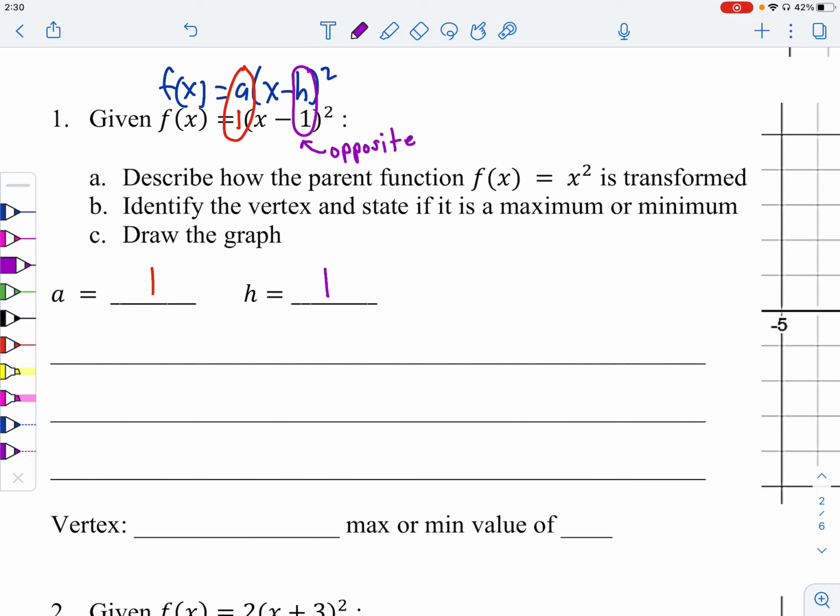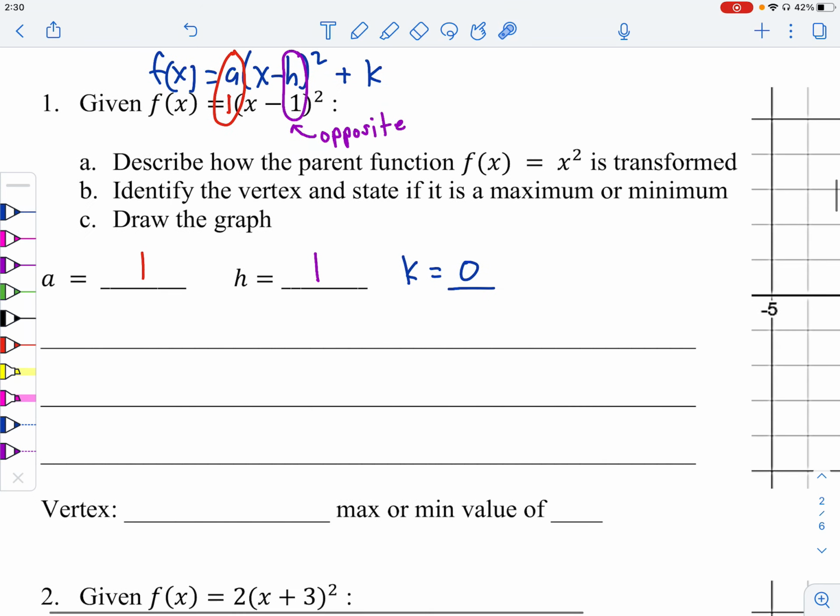And then we also have another thing on the outside, this plus k, which we're going to do next time. But the k for all these problems today is going to be 0. So k equals 0. And we need that for our vertex. So all of these will have a k equals 0 because there's nothing out here for these problems.